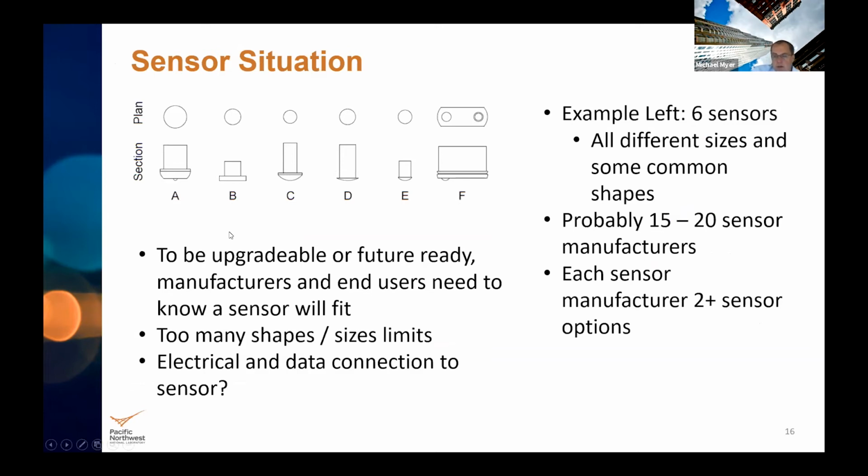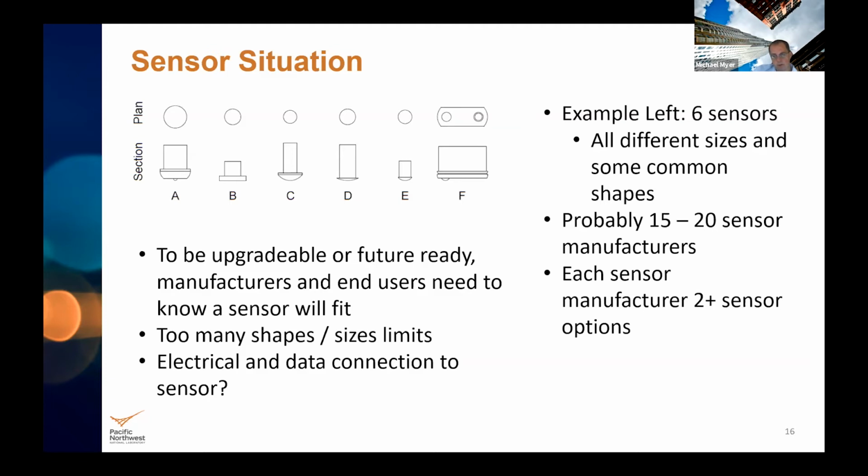The other challenge that we're addressing is the sensor situation. The image at the top left is just 6 sensors, and I wrote over there that's just 6 that I found. There are definitely more sensors out there. There's probably a total of 15 to 20 sensor manufacturers, and each one probably makes at least 2 sensor options. Many make more than 2, but I'm just saying at least 2. So you're looking at anywhere upwards of 30 to 80 different types of sensor sizes and shapes.